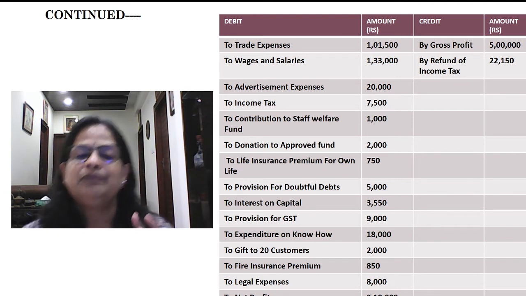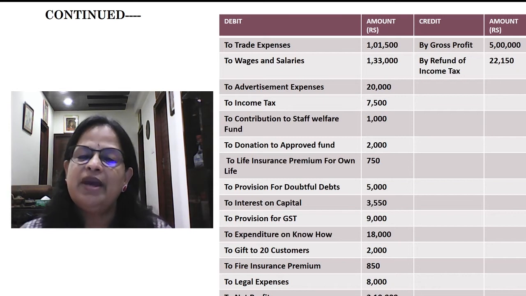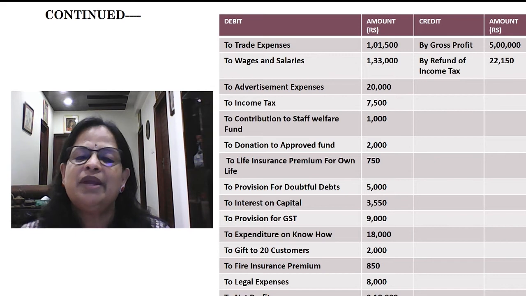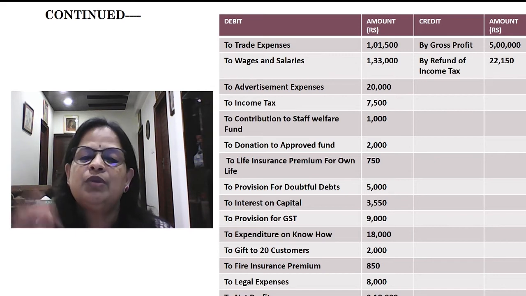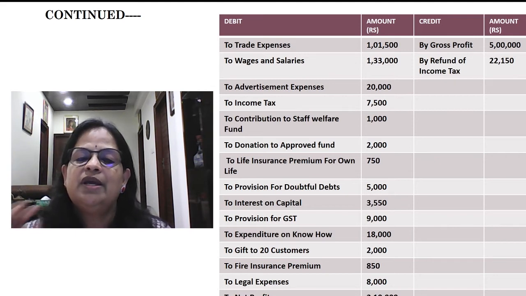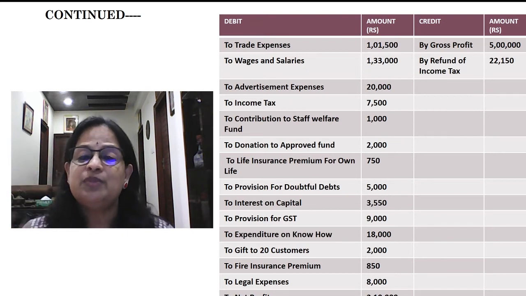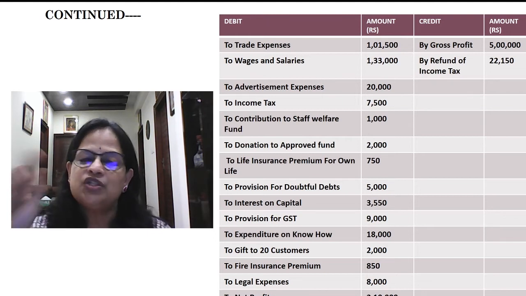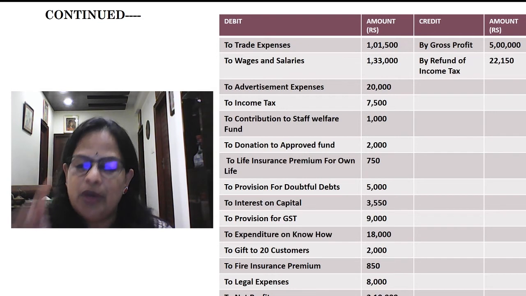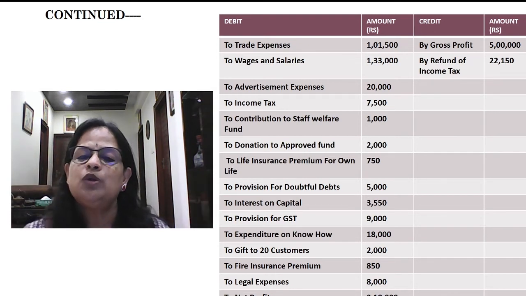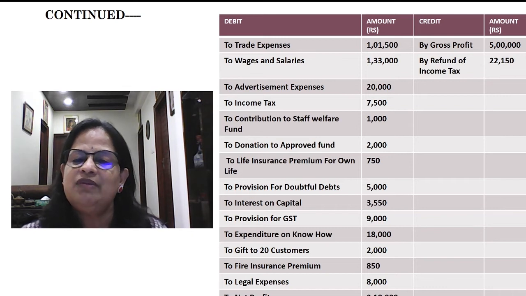Interest on capital. Here it is not mentioned whether it's from a bank or financial institution. So we can assume that if it's from wife or family members, we will disallow that. Provision for GST not allowed. Expenditure on know-how 18,000 is a capital expenditure. It's not allowed, but depreciation at 25% you have to calculate. It is not given in the additional information. You have to remember. That is why I have given the rates of depreciation. Patent, know-how and all, 25%. This 18,000 we will disallow.